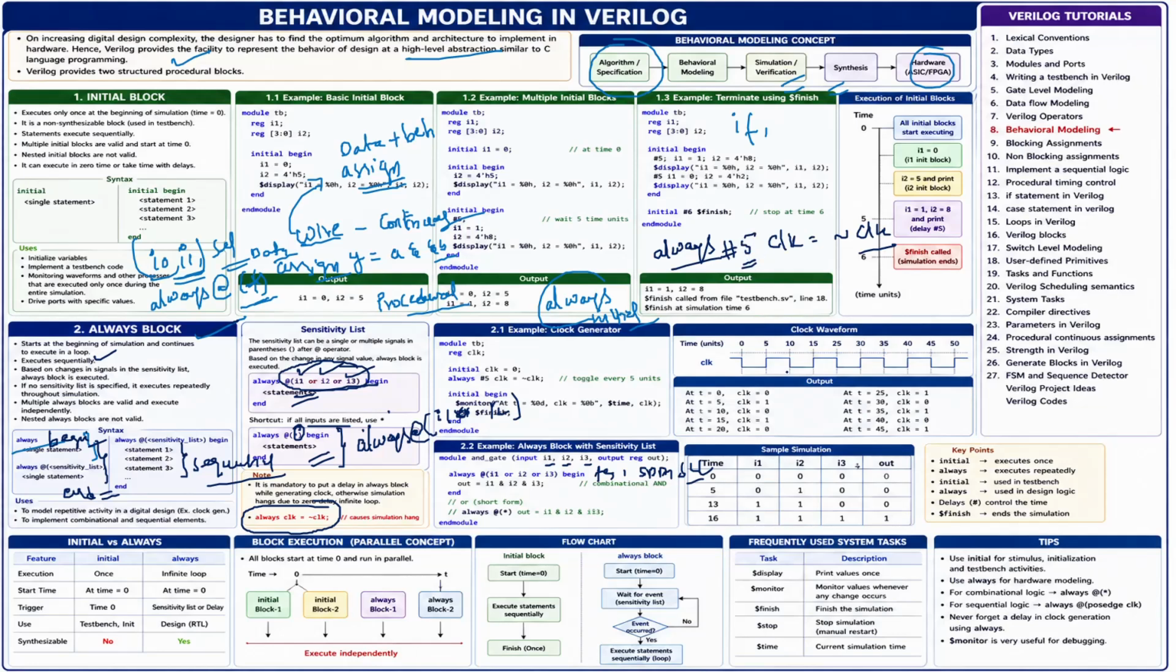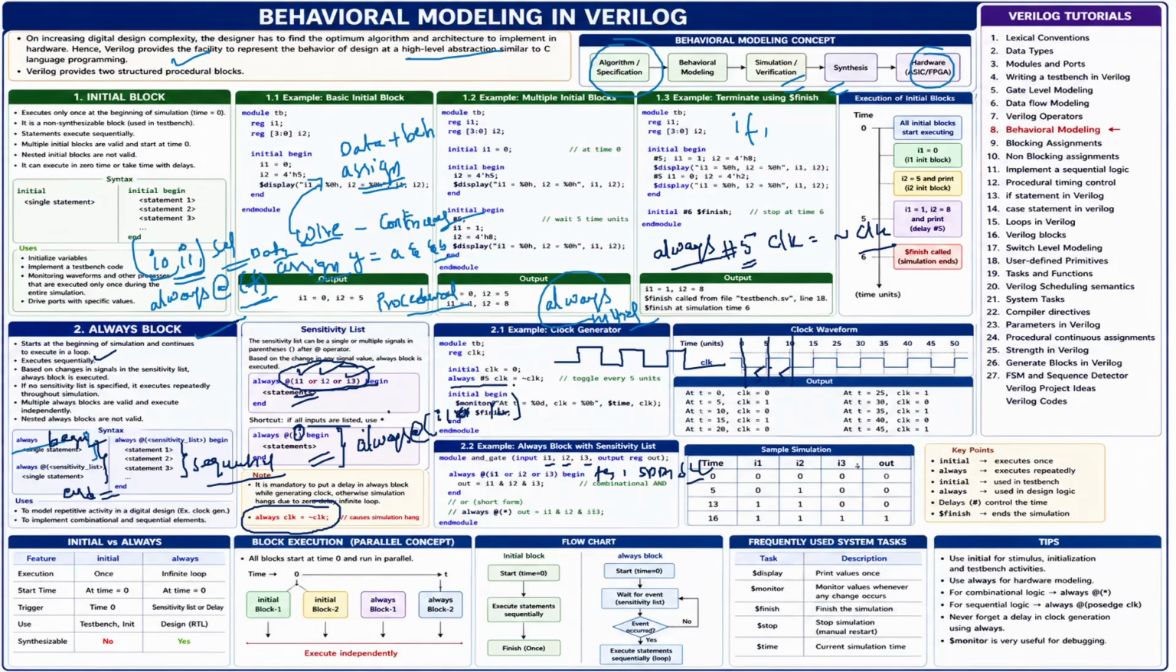That means every time I'm generating the clock here, at 0 seconds it is 0, and from 0 to 5 it is 0, and 5 to 10 it is 1. My clock is always toggling every 5 nanoseconds. That means initially 0 and then 1, again 0 and 1, 0 and 1. In this way, my clock will be toggling. Okay, that is the syntax of this one.